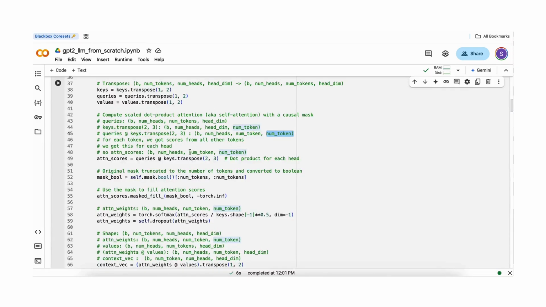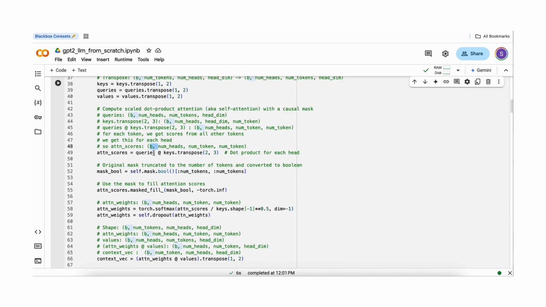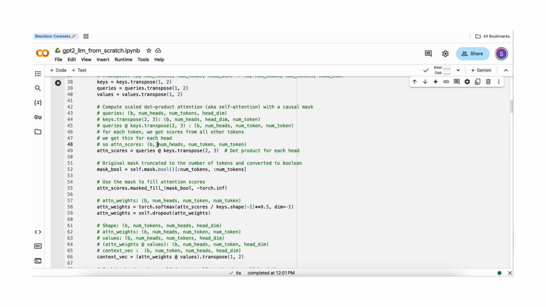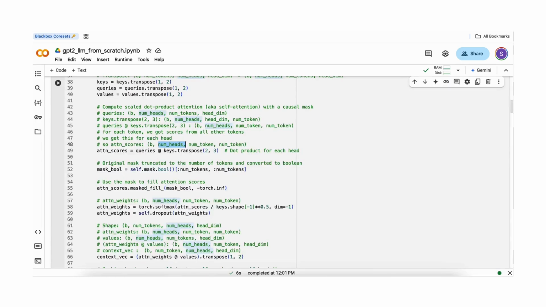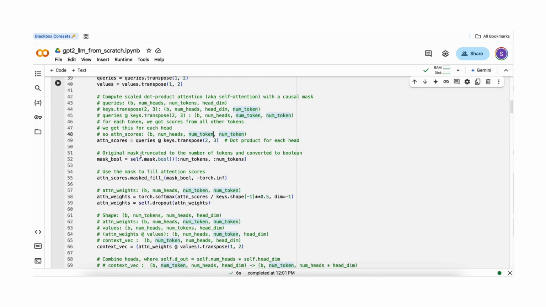So it's clearly number of tokens by number of tokens, and then we have the batch, and for now we can sort of ignore the batch, and then we have the number of heads. So for each head, we calculate this square matrix. That's what is going on here. And then we apply our boolean mask.